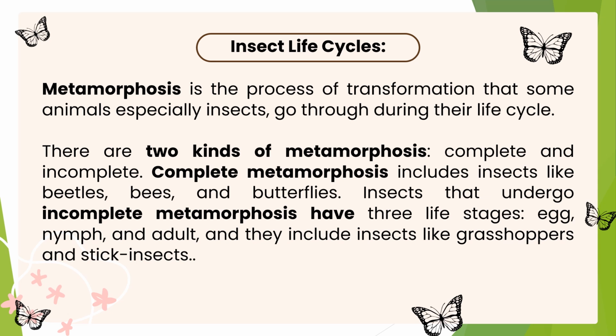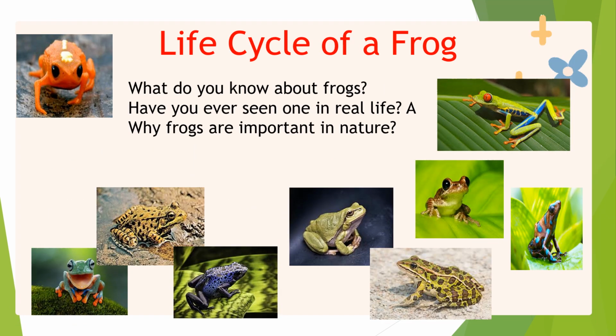Complete metamorphosis includes insects like beetles, bees, and butterflies. These undergo four life stages. Now, insects that undergo incomplete metamorphosis have only three life stages: egg, nymph, and adult, and they include insects like grasshoppers and stick insects. Now let's move on to the life cycle of a frog.